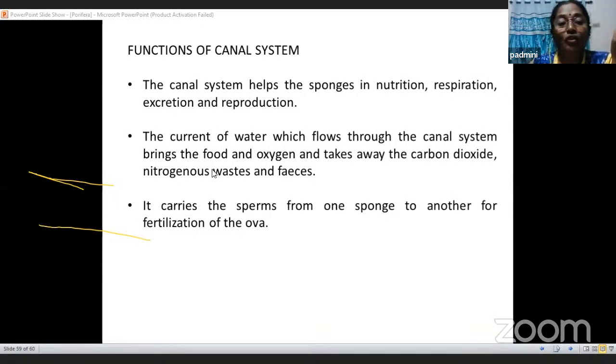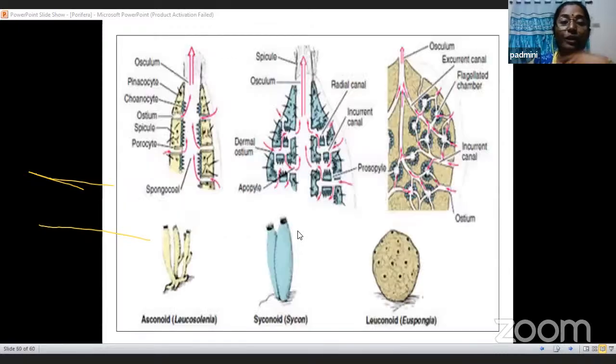And they also bring in food. That is, nutrition means they're going to bring in food. Respiration means they're going to bring in oxygen. And excretion means they're going to take away the carbon dioxide and nitrogenous waste from the body. And for reproduction, they're going to carry the sperms, and then they're going to fertilize the ova and throw the larva out through the spongocoel so that they form into a new one.